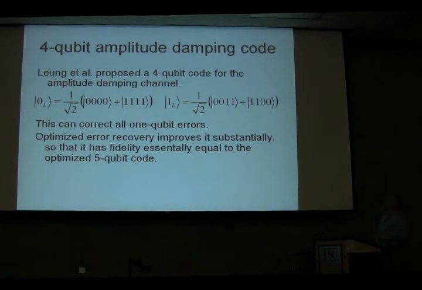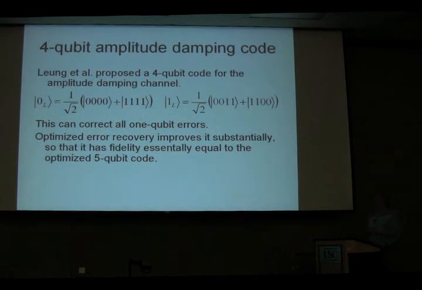So now, we're going to go to the 4-qubit amplitude damping channel. Debbie Leung et al., so that's Chuang and Nielsen and Yamamoto, proposed a 4-qubit code for the amplitude damping channel. So a 0 gets encoded by 1 over root 2, all 0s plus all 1s, and 1 gets encoded by 1 over root 2, 0011 plus 1100. So this code can correct all 1-qubit errors. And the optimal error recovery improves it substantially.